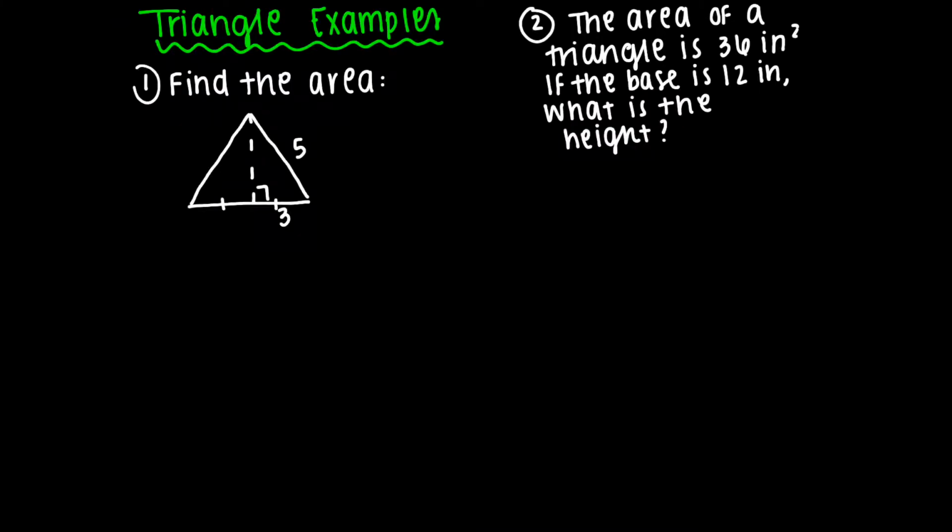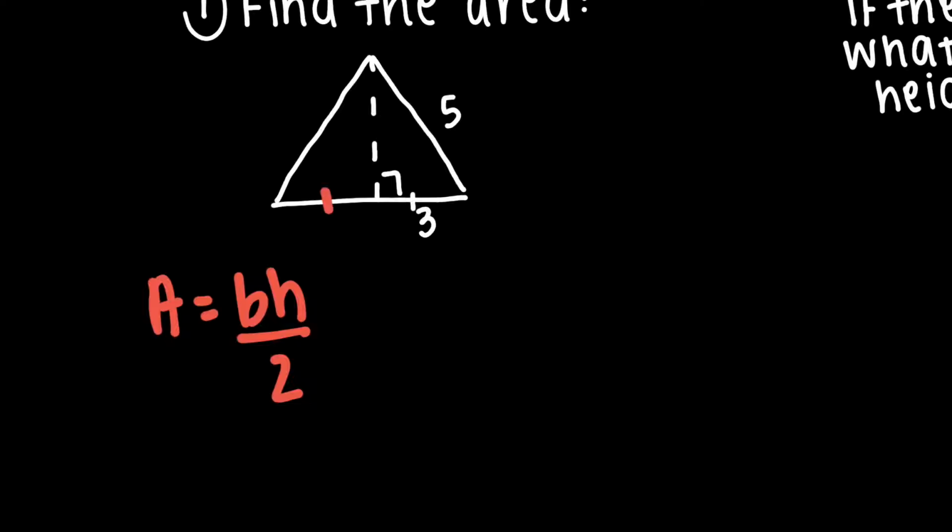Alright, so problems 1 and 2 are triangle examples. Remember, your formula for a triangle area is equal to base times height divided by 2. When I look at number 1, I have these 2 tick marks, which means those 2 lengths are equal. So if the right one is 3, the left one is 3. I now need to find out what my base is. My base is the whole bottom. So I add them together, 3 plus 3, and that gives me my base is 6.